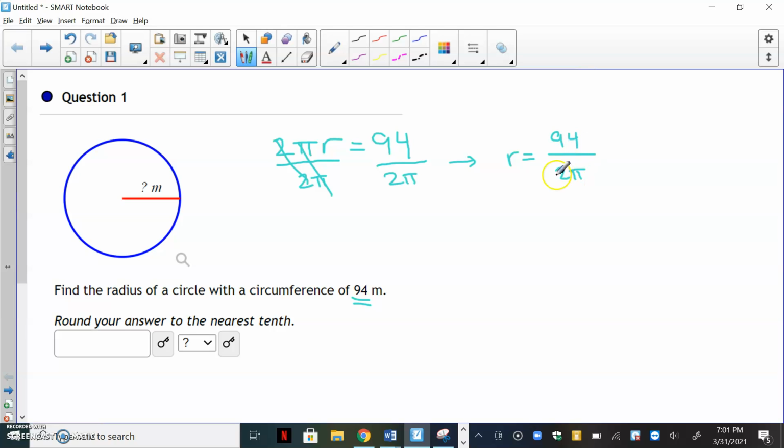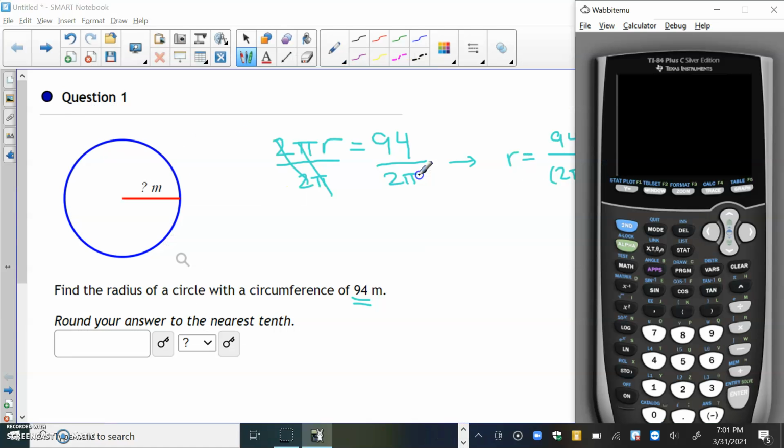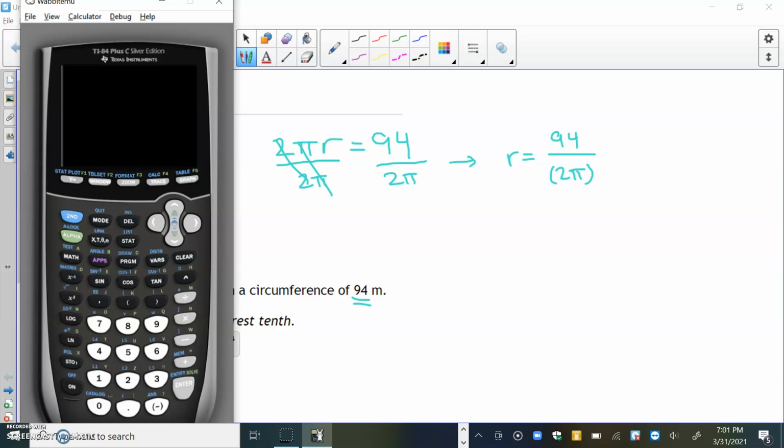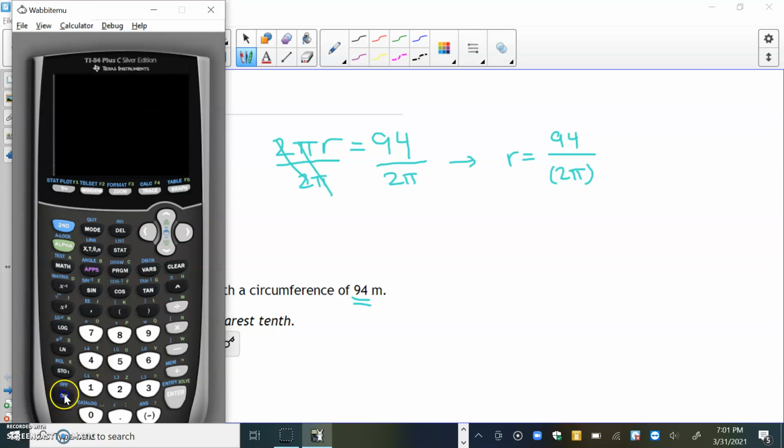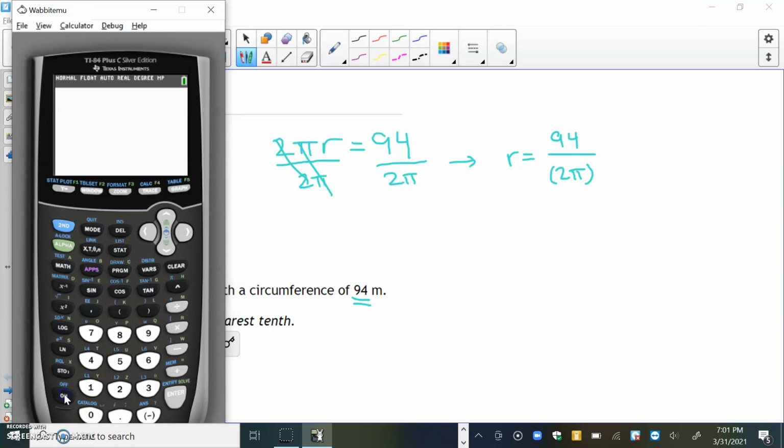What's really important if you do it this way is that you put parentheses in your calculator when you type it in. Otherwise, there are good chances that you might get the wrong answer. If you don't put parentheses in your calculator, you will get the wrong answer. So let me just demonstrate how to do that. So I'll type 94 divided by, and then notice how I'm putting in parentheses the 2 pi.